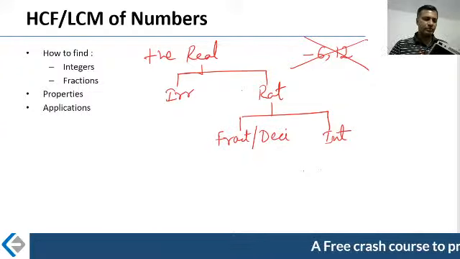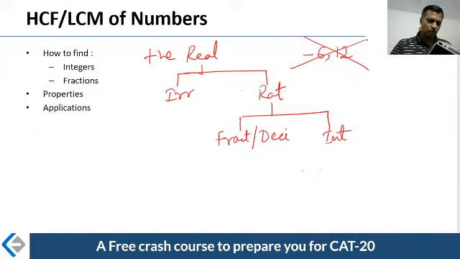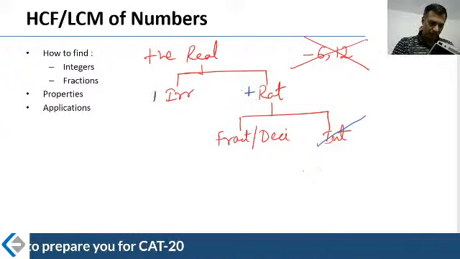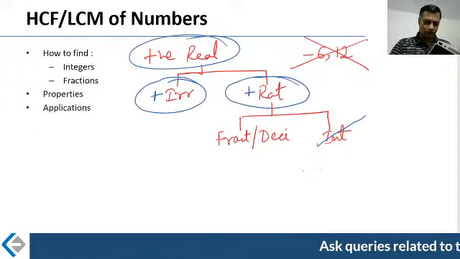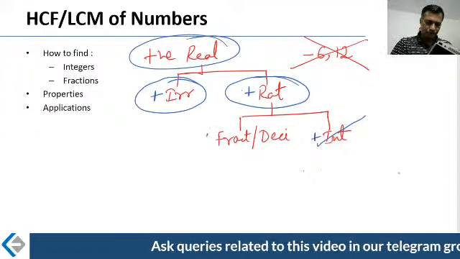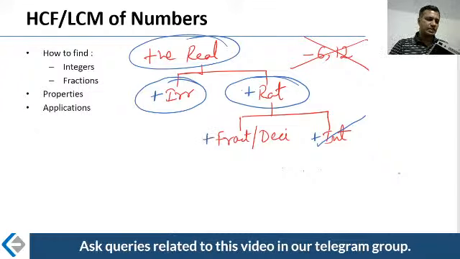So from the exam perspective, more often than not, we need to have complete control over how to find the LCM of positive numbers. Let me take it as positive real numbers. Because I'm talking about positive real, we have positive rational and positive irrational. Therefore, positive integers, positive fractions, and decimals. From the test perspective, these two are important to us: positive integers and positive fractions and decimals. How do I find the LCM and HCF of them?